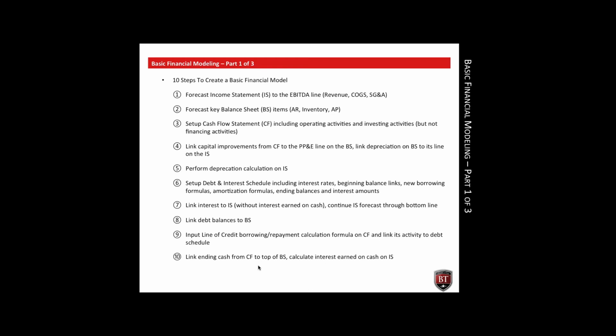So we're going to set up a debt and interest schedule, which will include interest rates, beginning balances, new borrowing, amortization of new or existing borrowing, and ending balances and interest amounts. We're going to link those interest amounts to the income statement, excluding the interest earned on cash, and we're going to continue the income statement calculations down through the bottom line.